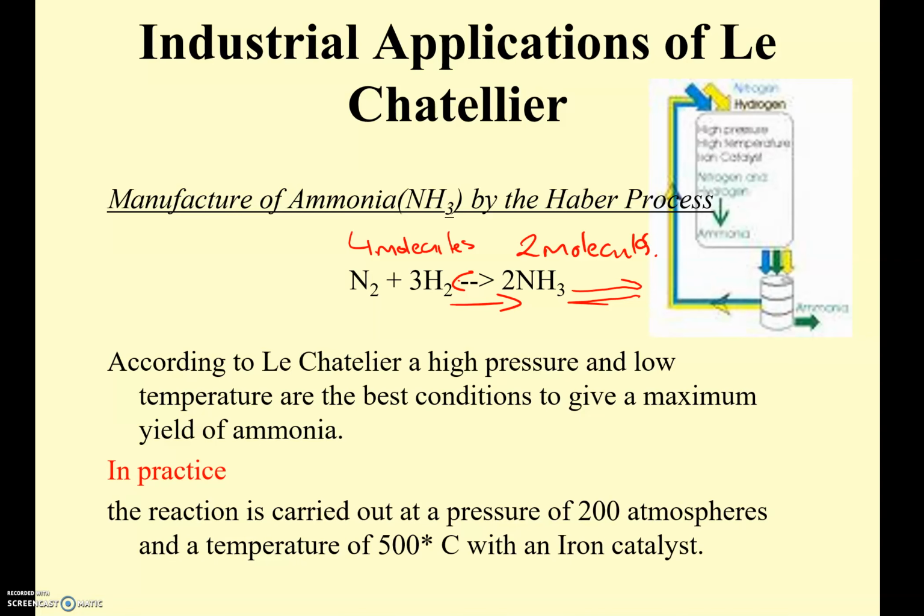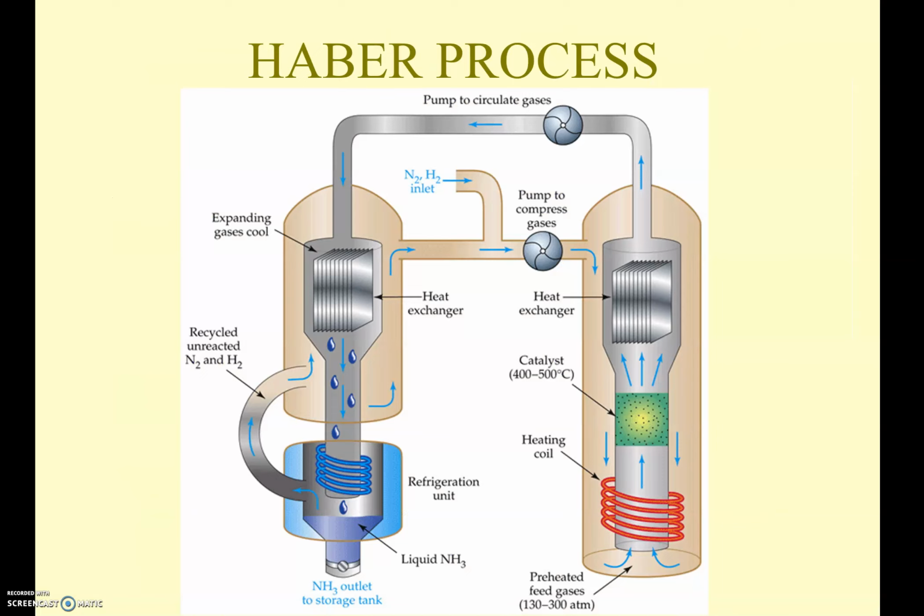In practice that isn't really what happens. This is a diagram of how ammonia is made in industry. When we look at industrial chemistry, we will look at the workings of this system a little bit more. For now we're just looking purely at the reaction, and the role of Le Chatelier's principle in deciding upon the conditions necessary for the reaction to take place.